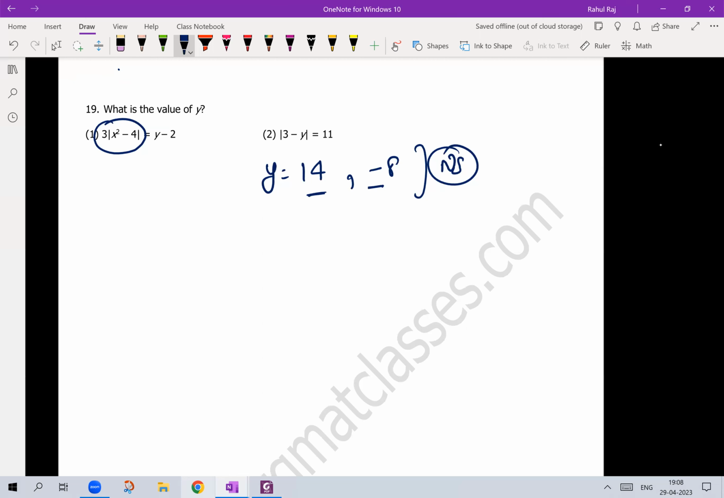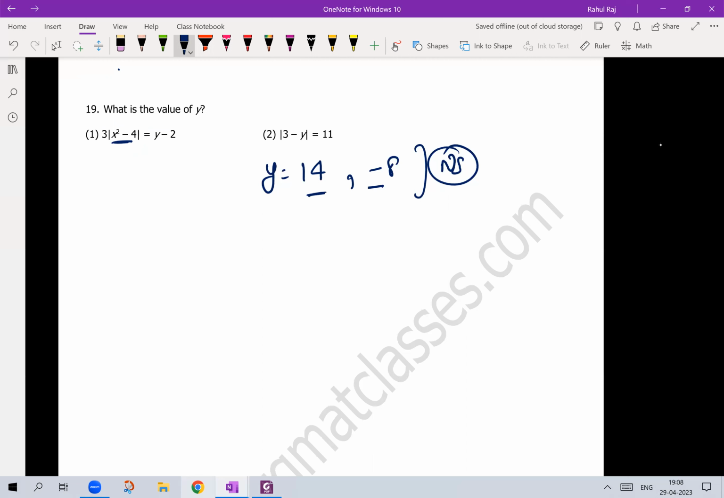Y greater than or equal to 2. Absolutely right, because x square minus 4 is inside the mod. So this value can never be negative. Just impossible. Plus 3 is again a positive value, so plus 3 into a positive value will always be positive.